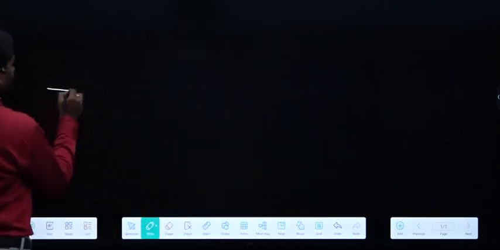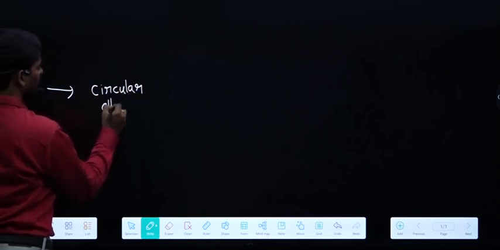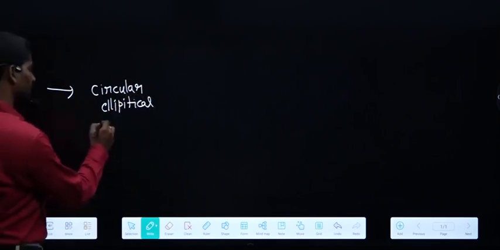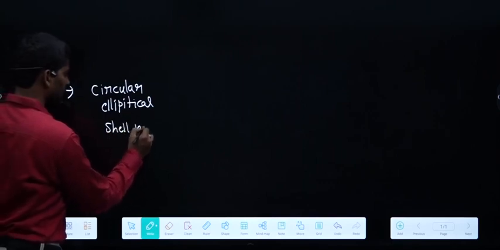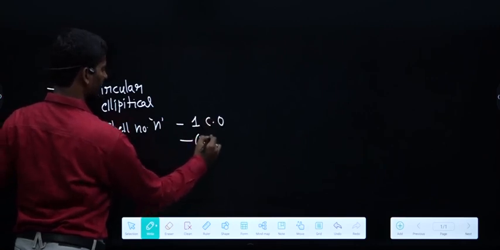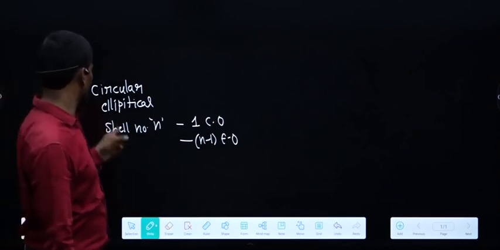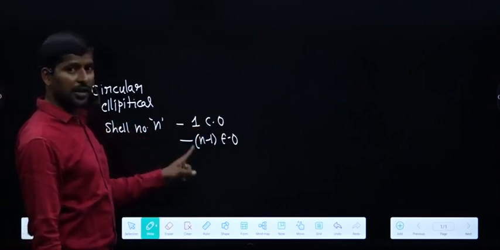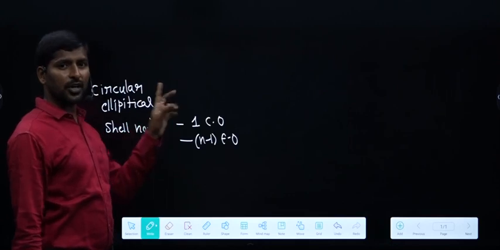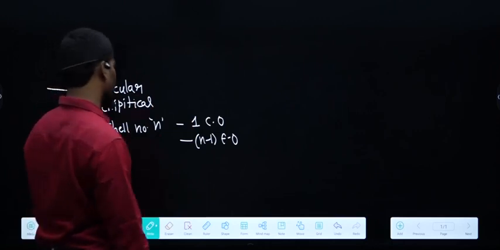Okay. We have Sommerfeld's atomic model. Briefly I will explain. According to Sommerfeld's atomic model, both circular orbits and elliptical orbits are possible. If you take shell number n, in shell number n, one is a circular orbit and all the remaining are elliptical orbits. Only one circular orbit is possible. All the remaining are elliptical orbits. For example, in shell number 3, one circular orbit and two elliptical orbits are present. Bohr considered only the principal quantum number. Sommerfeld considered the principal quantum number and the azimuthal quantum number also. Okay.